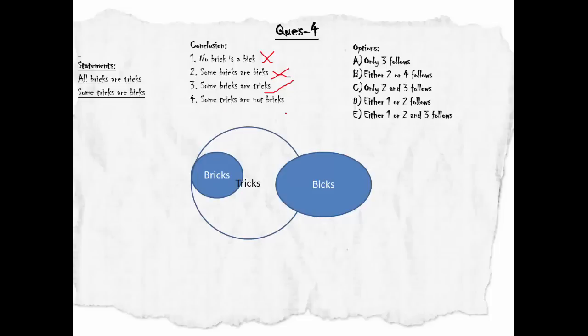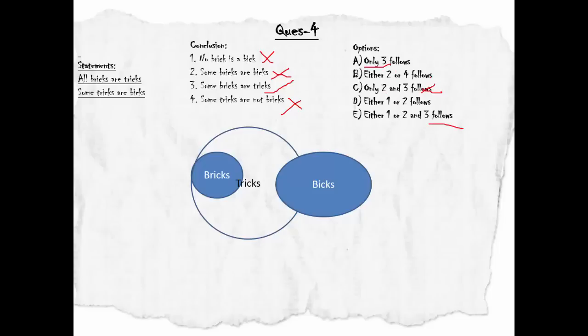Some tricks are not bricks. We can't say for sure that some of the tricks are not bricks, right? They can be tricks which are bricks also. There can be a possibility that all of the tricks are bricks. If we overlap this, some would still hold. So we have option 3 follows.